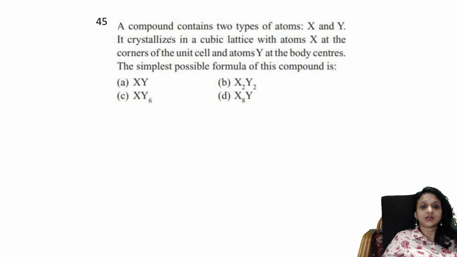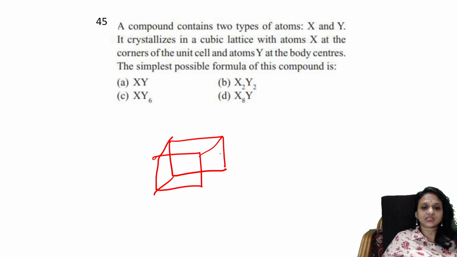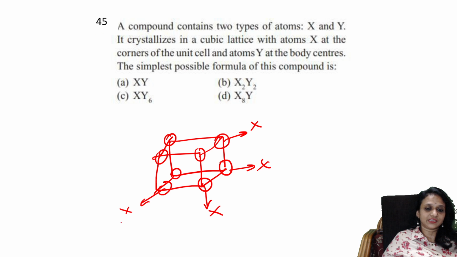Now question number 45. Let's read this question. A compound contains two types of atoms, A and B. It crystallizes in a cubic lattice with atoms X at the corner and atoms Y at the body center. Take a cube like this and mark the atoms. Join all the atoms. Where are X, students? X are present at the corners. All the corners are occupied by X. Perfect. Then they said Y is present at the body center. Y is here. Now, what is the formula of the compound?